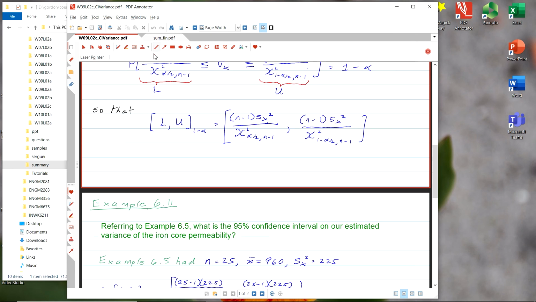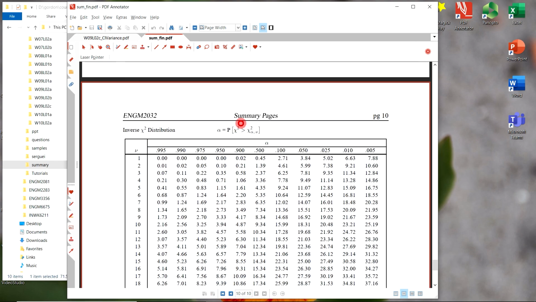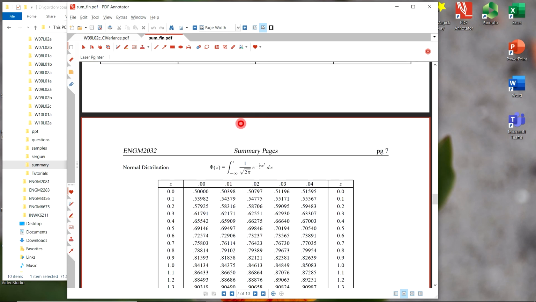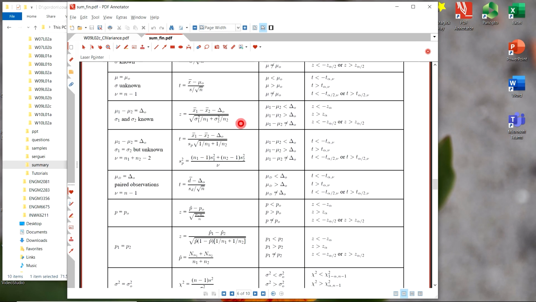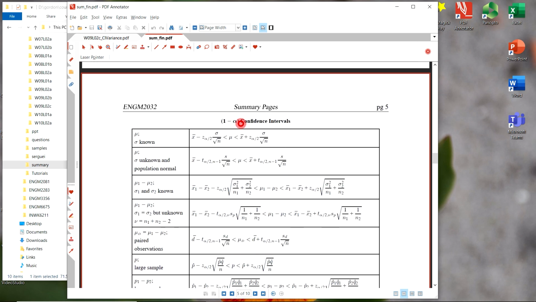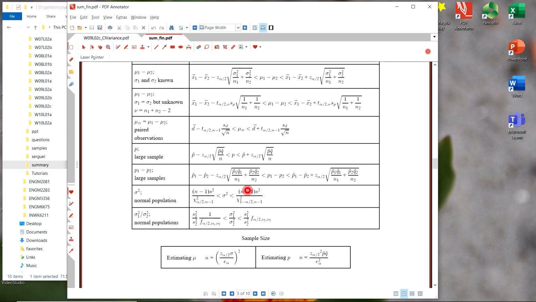Let me just see if this is here. Confidence intervals. Here we go. So this is in the summary pages. There it is, right there. By the way, in the summary pages, there's also confidence interval on ratios of variances, but we're not looking at that in this course. So we go as far down as this, and there is that confidence interval. Okay, so you don't even have to remember that formula.